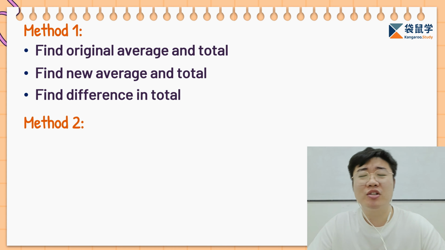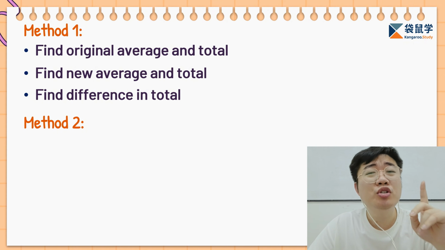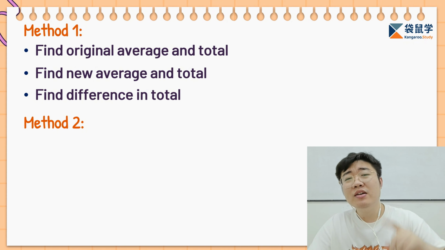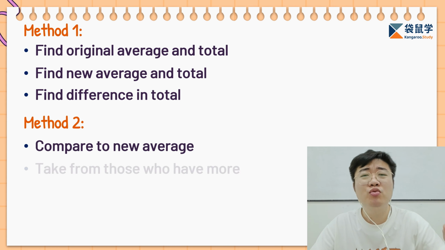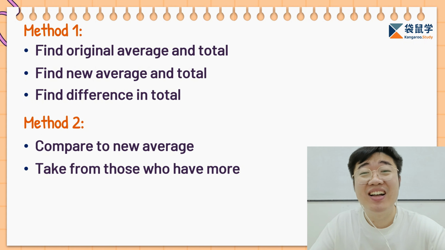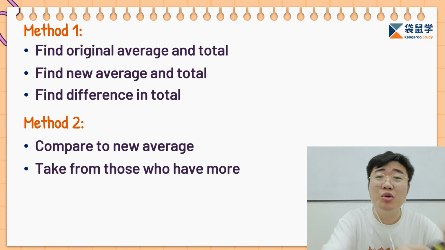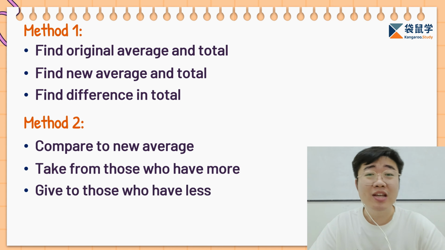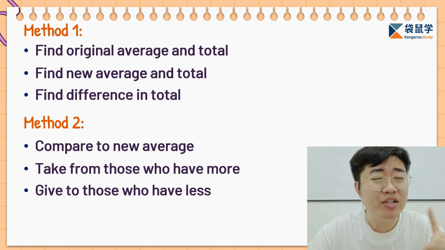Now, in method 2, what did we do? We draw the figure here to show the new average. So everything compared to the new average, those who have more, we must remove those. Take those away. Now those who have less, this is where the extra comes in. After we remove those, give it to those who have less. Eventually, they must all have this equal number, which is what we call the average.